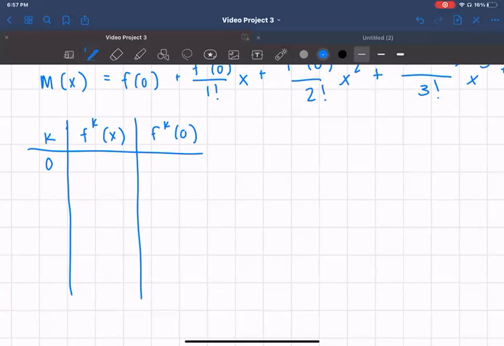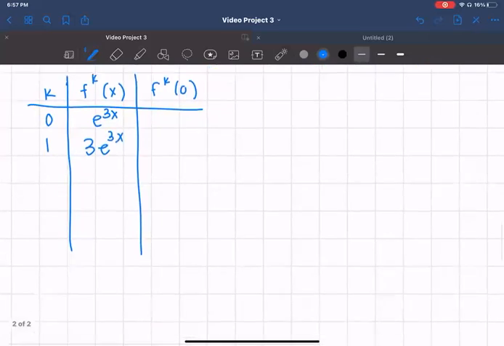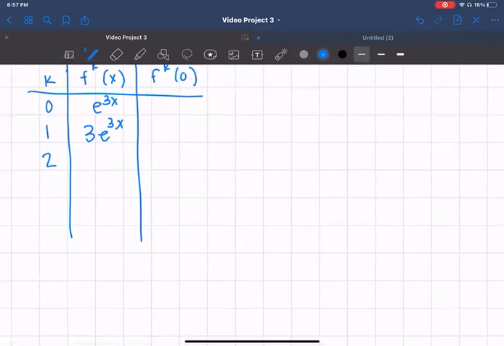So our first one is still going to be e to the 3x. And then the first derivative of that is going to be 3e to the 3x. And then the second derivative, you can write 9e to the 3x, but you can also write it like this.